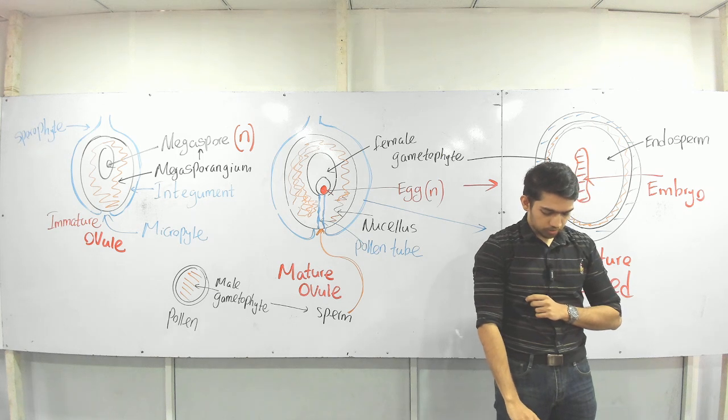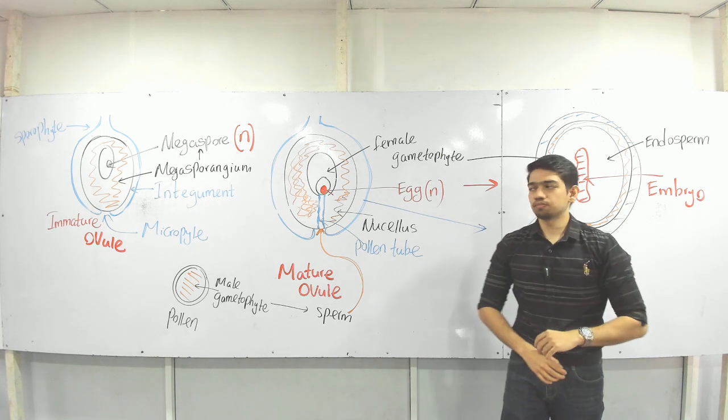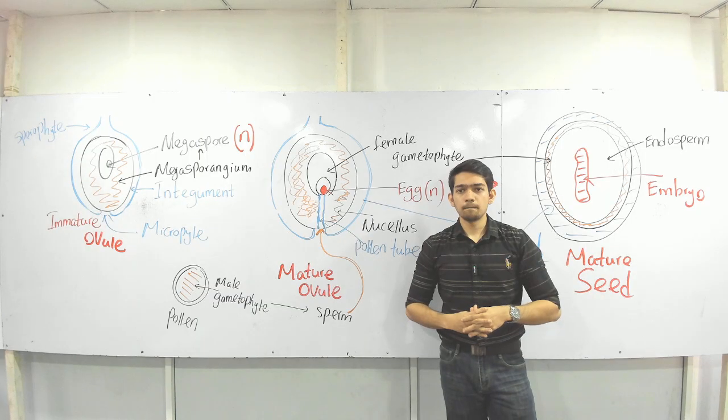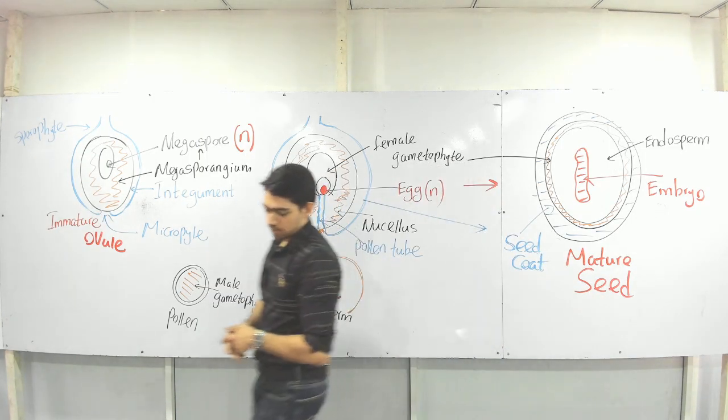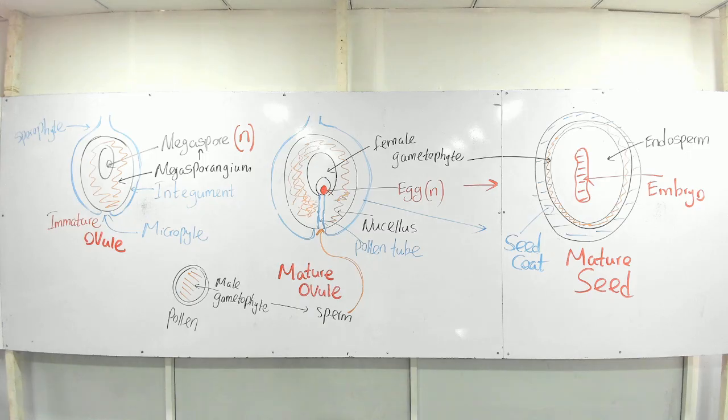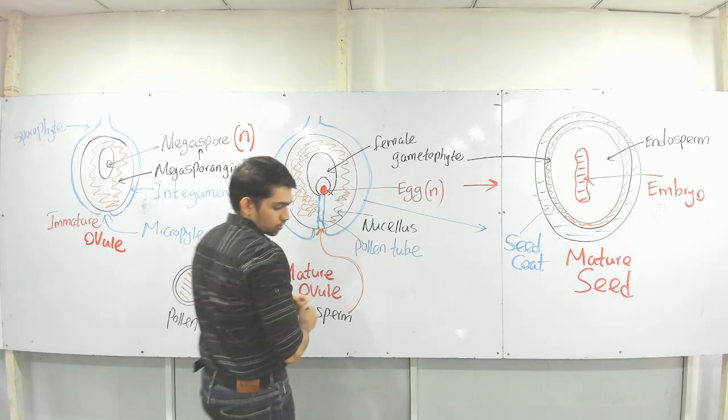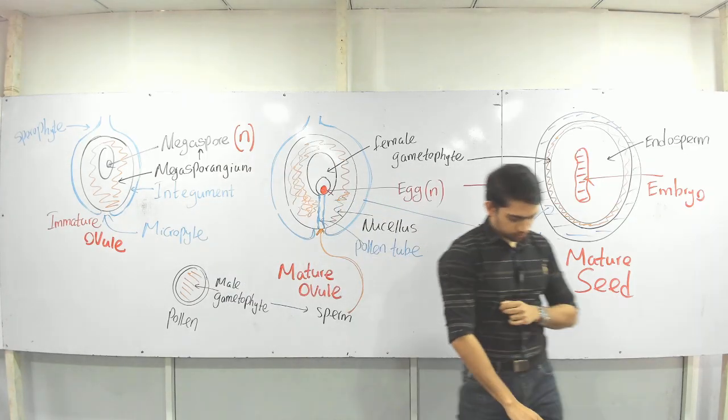Right. Seed plants. Divide them into two: gymnosperms and angiosperms. Divide that into two, gymnosperms and angiosperms.